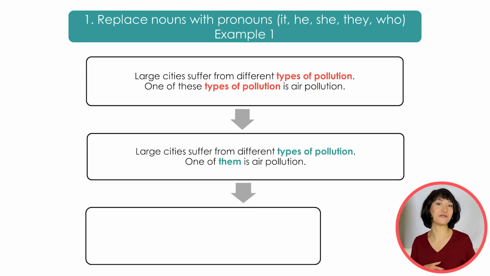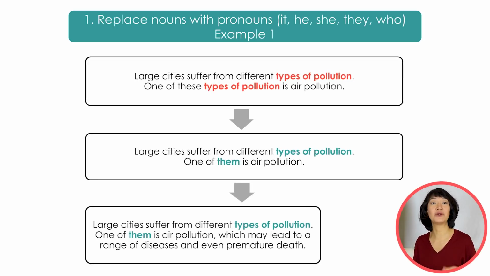Large cities suffer from different types of pollution. One of them is air pollution. That's it. The problem's solved. It is true that both sentences are very simple. To further increase your score, we could make the second sentence more complex. One of them is air pollution, which may lead to a range of diseases and even premature death. This new sentence has complex grammar, and it also demonstrates high-level topic-specific vocabulary, which is great for your score.